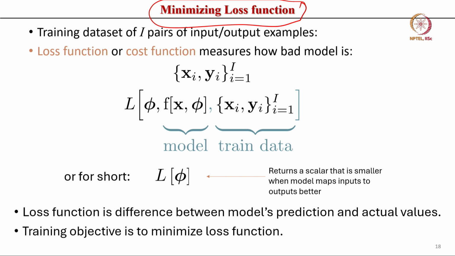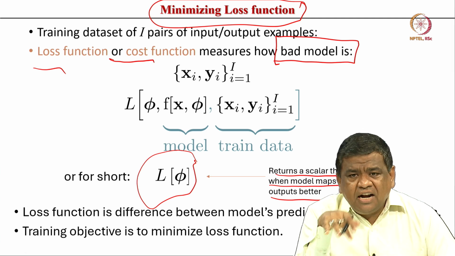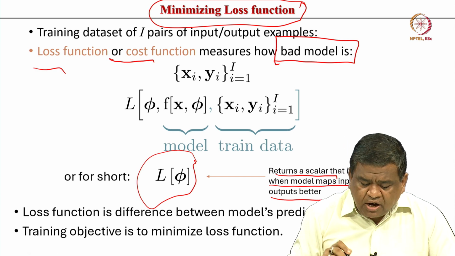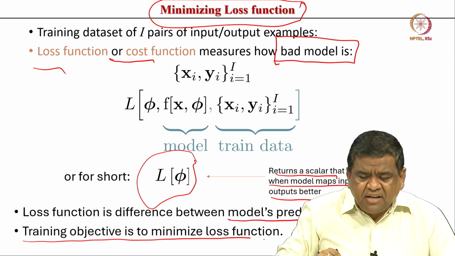Loss function or cost function in the machine learning language denotes how bad a model is, and how bad a model is is described by the loss function L phi. It returns a scalar that is smaller when the model maps inputs to outputs better. So, the smaller the value of L phi, the better is the performance of the model. Okay. So, the loss function is the difference between the model's prediction and actual values, and the training objective is to minimize the loss function.